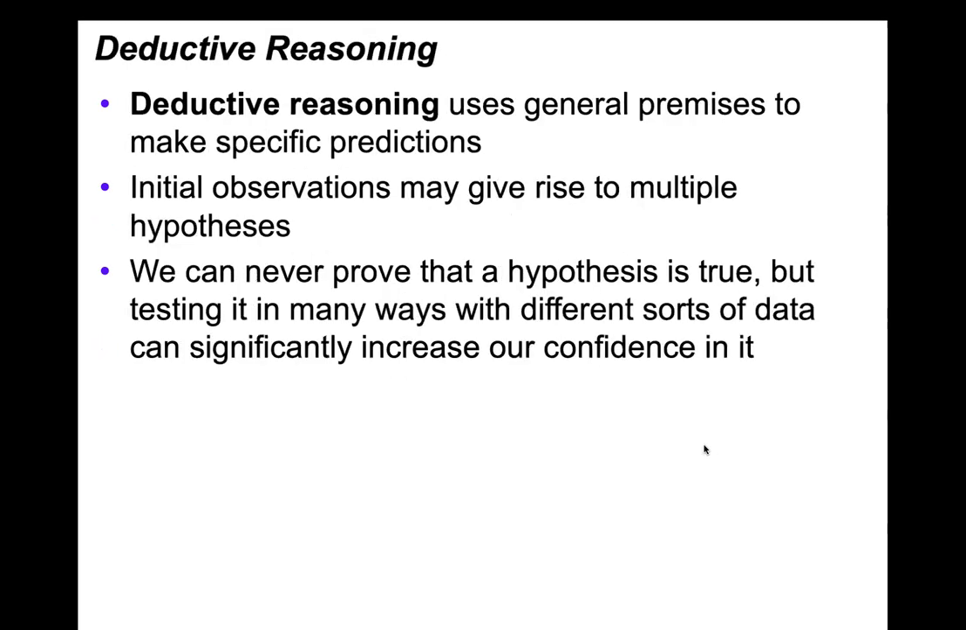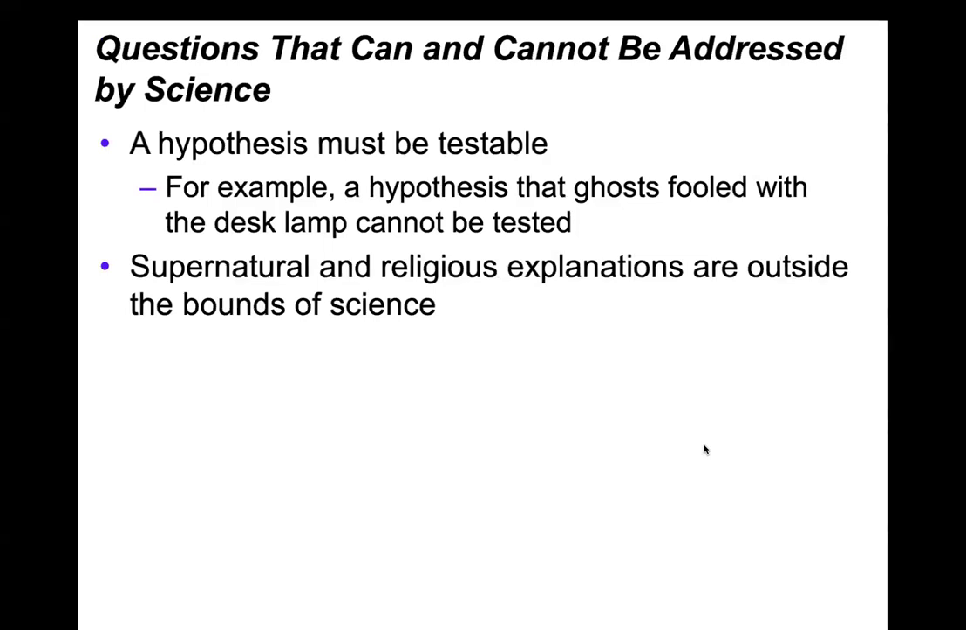Deductive reasoning uses general premises to make specific predictions. Initial observations may give rise to multiple hypotheses. We can never prove that a hypothesis is true, but testing it in many ways with different sorts of data can significantly increase our confidence in it. A hypothesis must be able to be tested. For example, a hypothesis that ghosts fooled with the death lamp can't be tested. Supernatural religious explanations are outside the bounds of science.